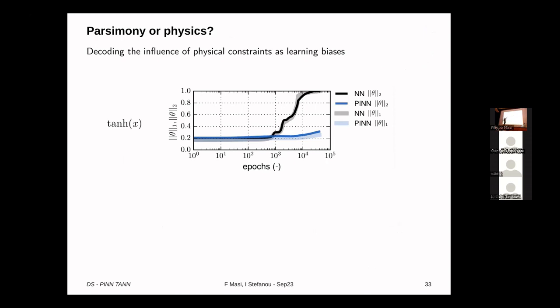So you see the norm 1 and the norm 2 of the parameters, and in black you find the classical neural network. It means that most of the parameters are at their maximum value. They probably all have the same magnitudes in terms of L1 and L2. If you look at the other one, you see that we have a huge reduction of the L1 and L2 norms of the parameters. It means that the physical bias is inducing parsimony.